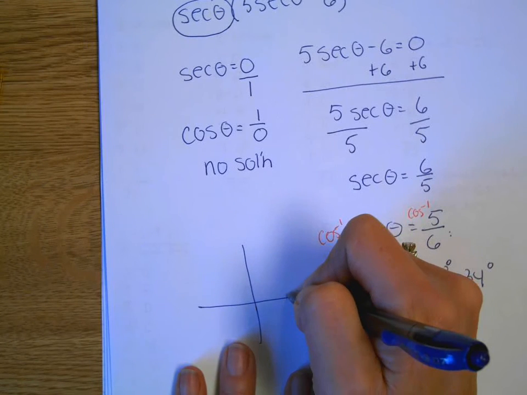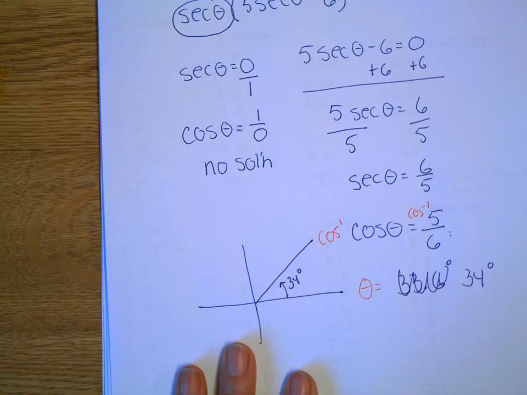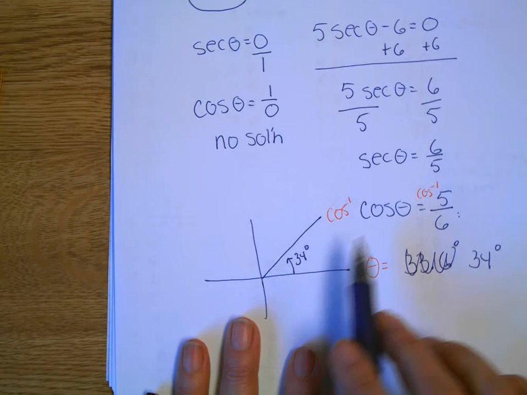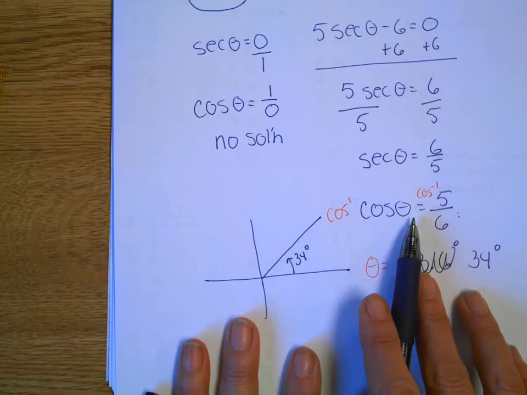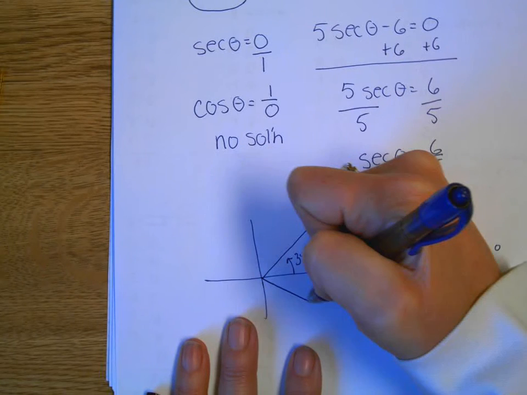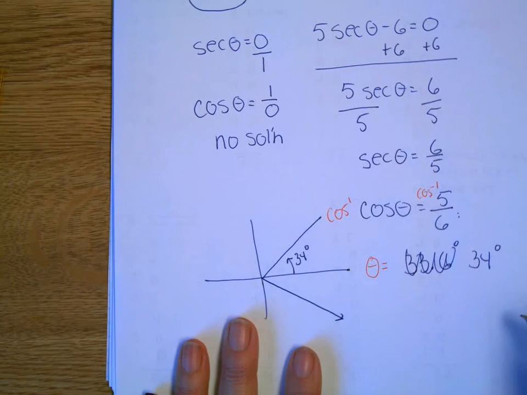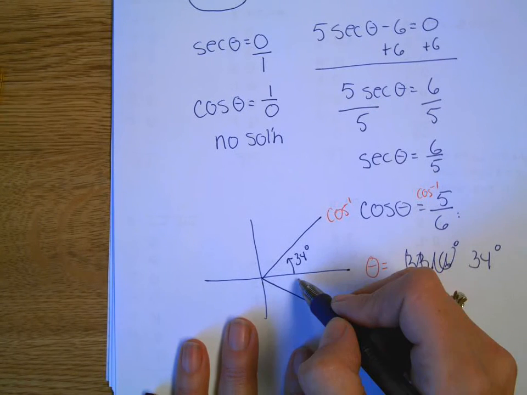Well, it gave you 34 degrees. If you draw a triangle, you need to tell me what other quadrant cosine is positive in. 4. Because cosine is the x value, so it's positive here. So there's another angle right here that has the exact same cosine ratio, 5 over 6.